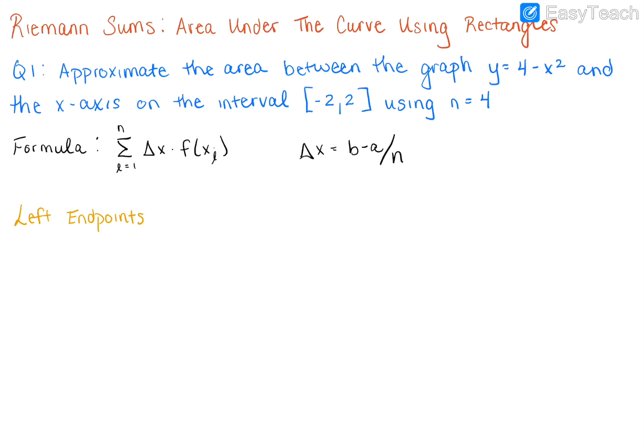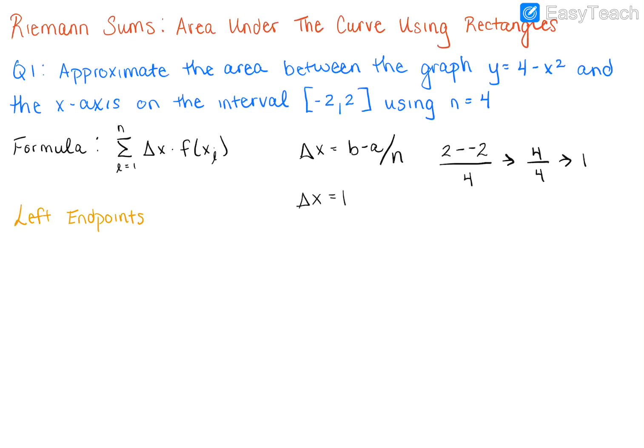Once again, we have our formula and a reminder that n refers to the number of rectangles. So first we want to start by finding the change in x. So we have 2 minus -2 over 4, which becomes 2 plus 2, which is 4 over 4, which is equal to 1. So our delta x is equal to 1.